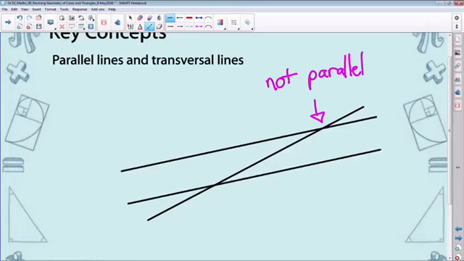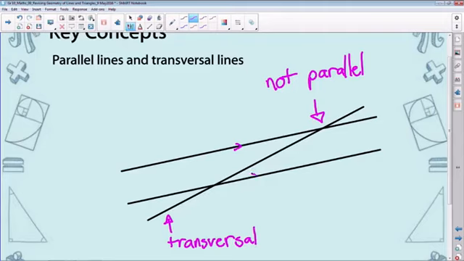And then this would be called the transversal. Why is this one called the transversal? Because it's the line that cuts the other two lines. Transversal. There, I even spelt it right. So this line is parallel to this line. And here is our transversal. And I'm going to just do it in a different color. Let's make it that purple.